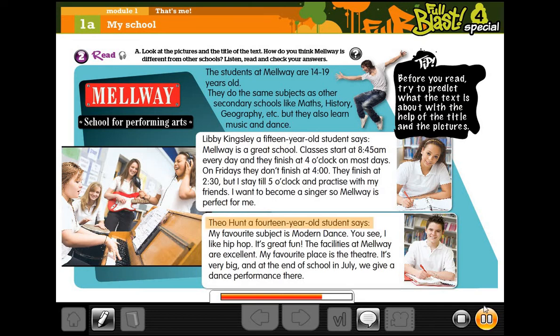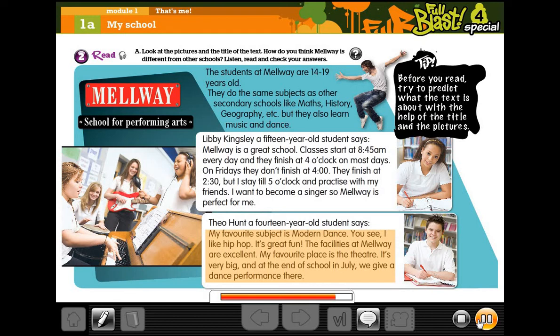Theo Hunt, a 14-year-old student, says, my favorite subject is modern dance. Please highlight this word, modern dance. Please repeat after me, modern dance. It means a style of dance. We call it modern dance. Let's continue.